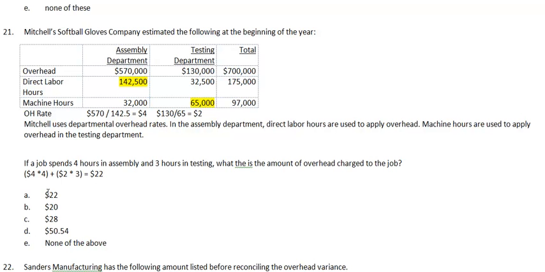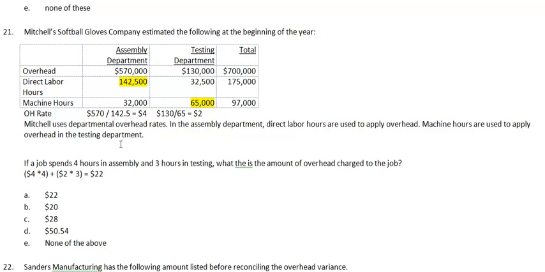So your answer on number 21 is going to be A. Now, I realize the question is not necessarily worded perfectly. It probably should have said 4 labor hours in assembly and 3 machine hours in testing, just to make it a little bit more clear, but that was the intention of the problem. So your answer is going to be $22.